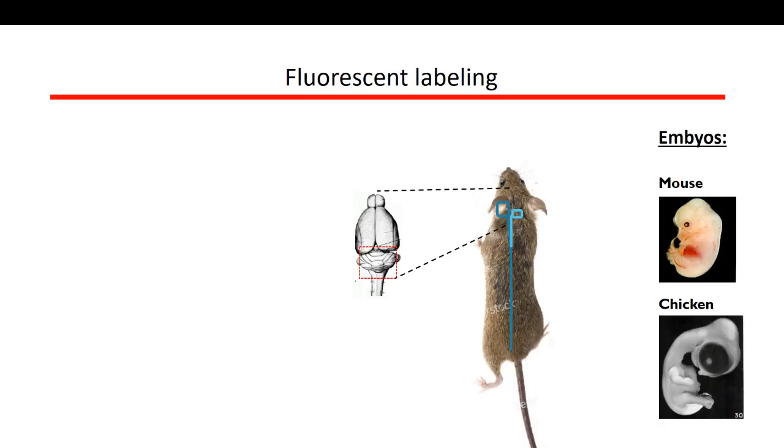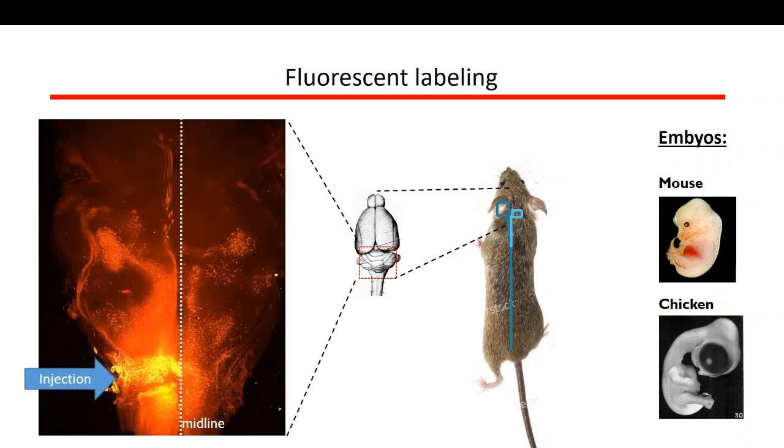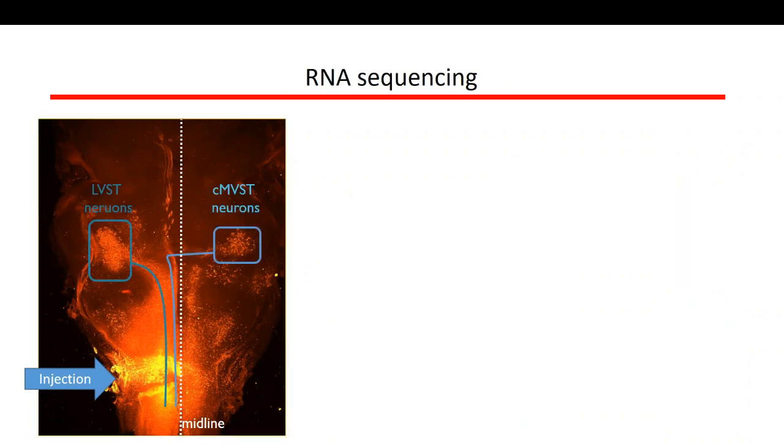To start investigating these questions, I dissected out brains from mouse and chicken embryos. Then, I injected a fluorescent compound into one side of the spinal cord such that the LVST and the CMVST neurons become labeled. This allowed me to collect samples of purified vestibulospinal neurons and use the RNA sequencing method to check which of the approximately 2,000 different transcription factors they express.